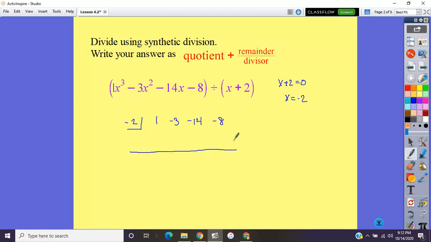We draw a line underneath our last term here. We can draw a straight line. What's going to go down here is our remainder. All right, our first thing we do is we take the very first coefficient, and we just drop it. Then we multiply these, so -2 times 1, and we will put that answer right here, is -2. And then we add going down.